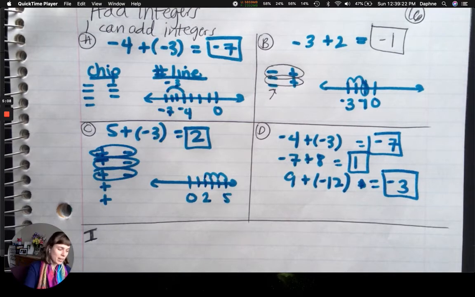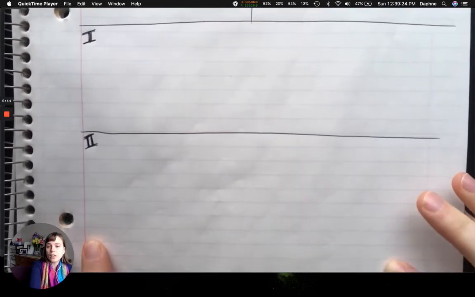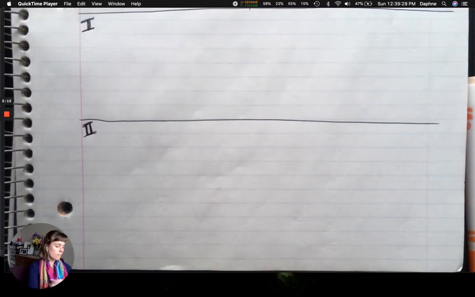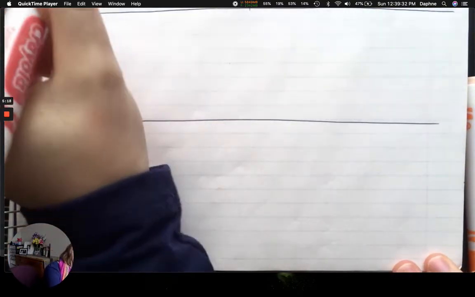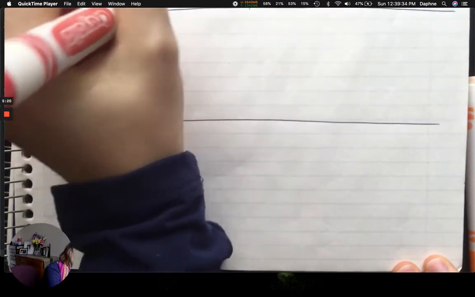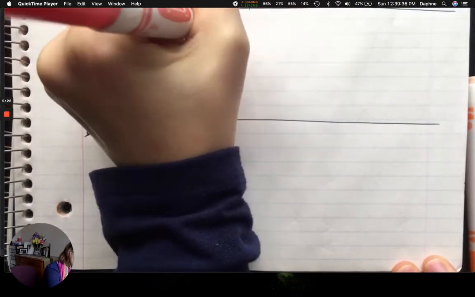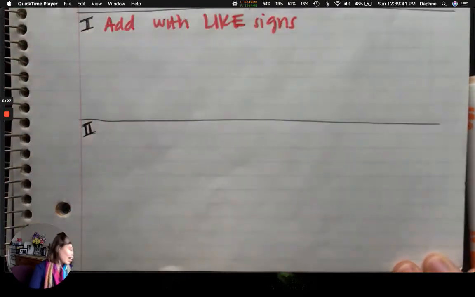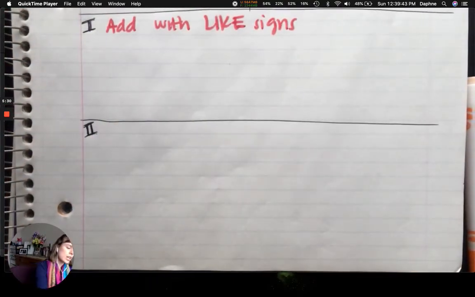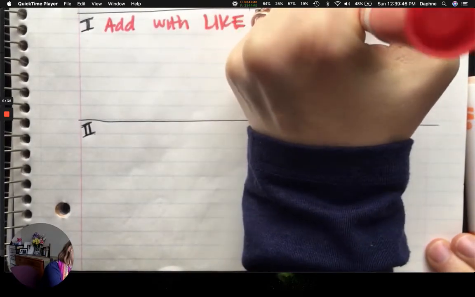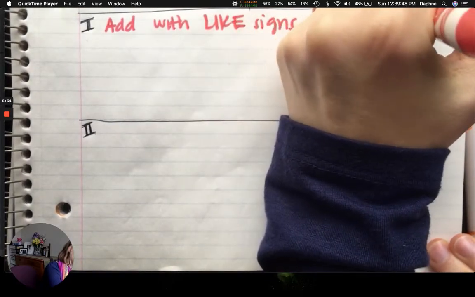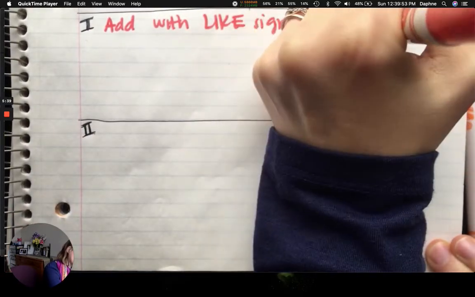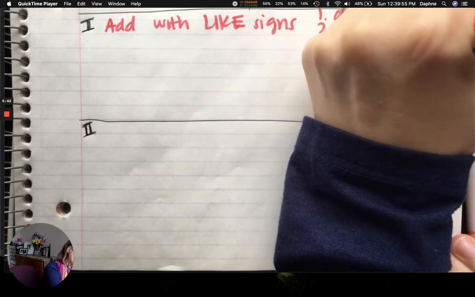Now we're going to do some bigger numbers. But on the right side, there's patterns. So on the bottom of our page, we're going to have 2 patterns. Our first one is going to be when we add integers with like signs. Like signs. So our 2 steps will be to add the integers, and then our second step will be to keep their same sign.